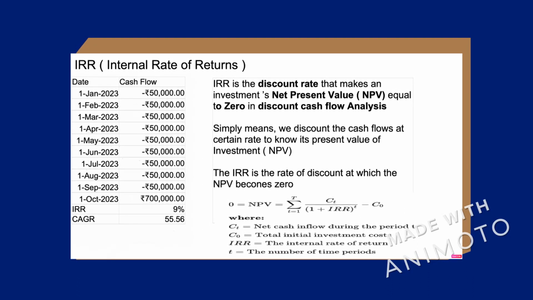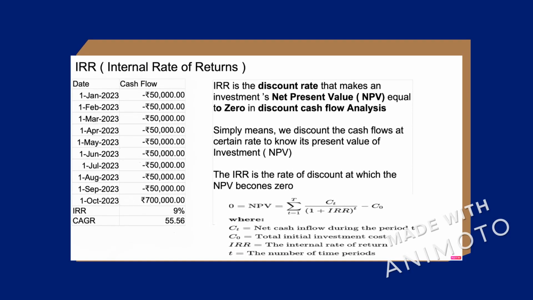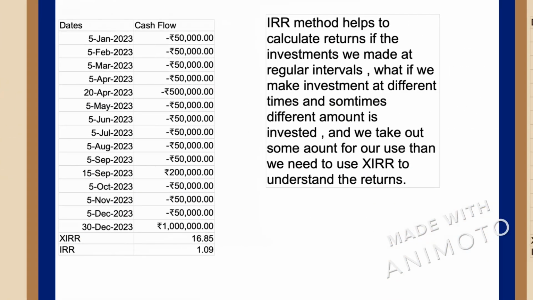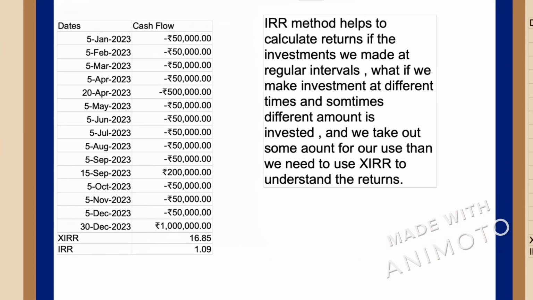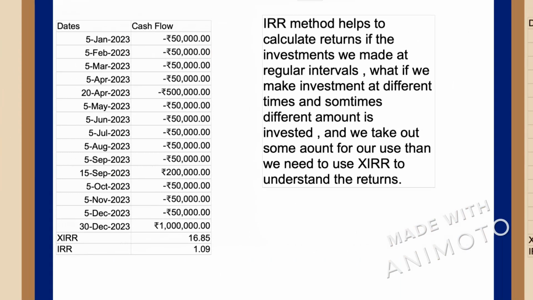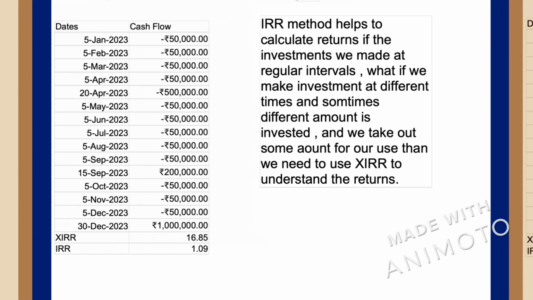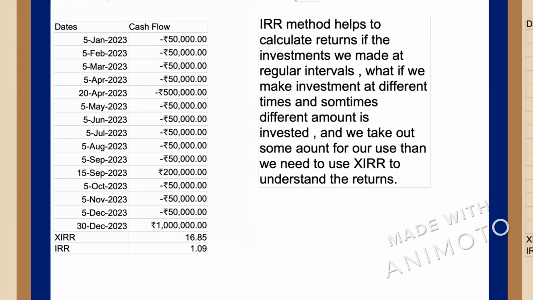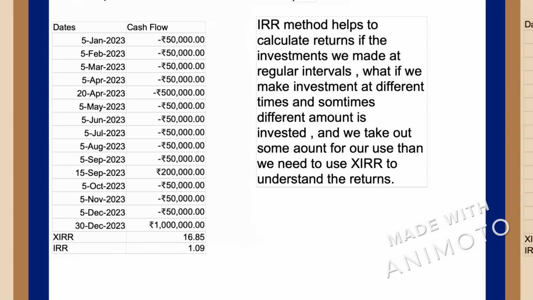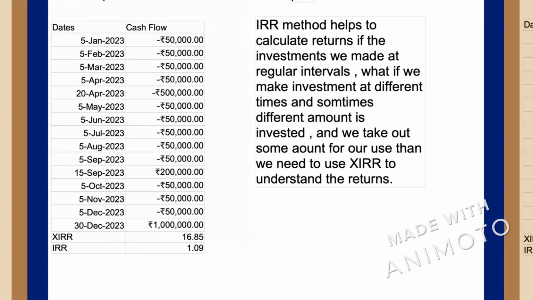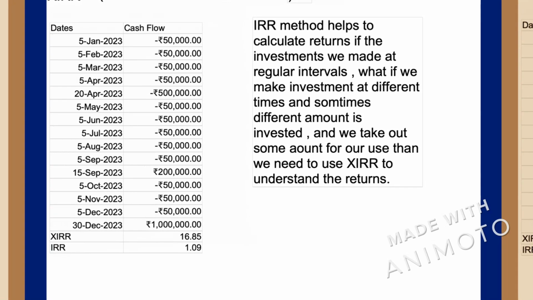What if I make investments at different points of time? So we use the final method, that is the XIRR. XIRR is nothing but the extended version of IRR, in which different sums could have been invested at different dates. So let's take an example again.